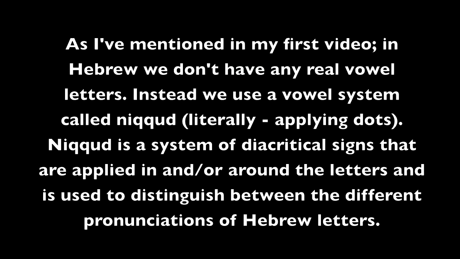As I've mentioned in my first video, in Hebrew we don't have any real vowel letters. Instead, we use a vowel system called Nikud. Nikud is a system of diacritical signs that are applied in and or around letters and is used to distinguish between the different pronunciations of Hebrew letters.